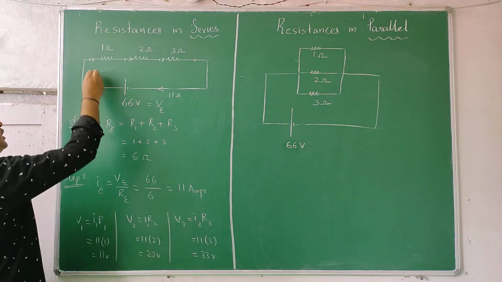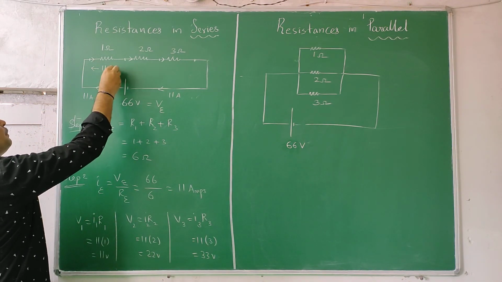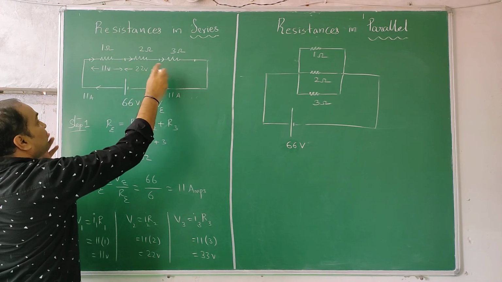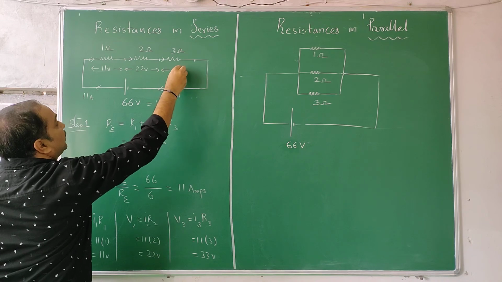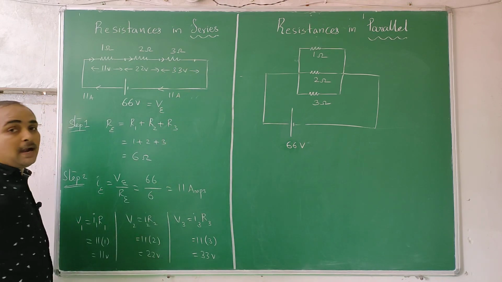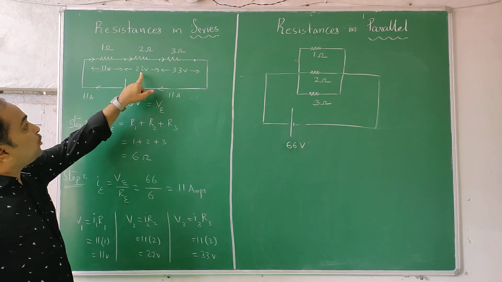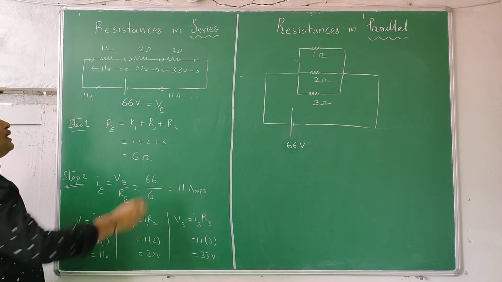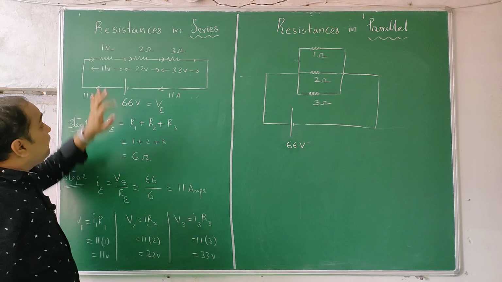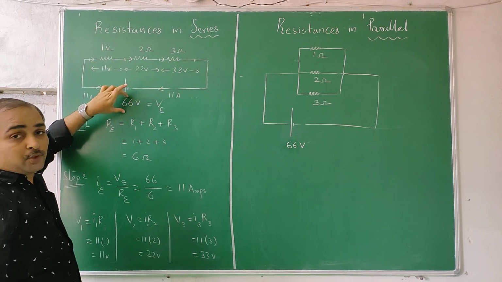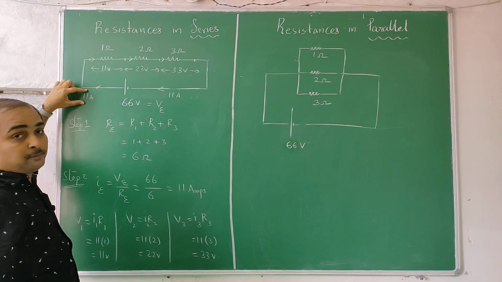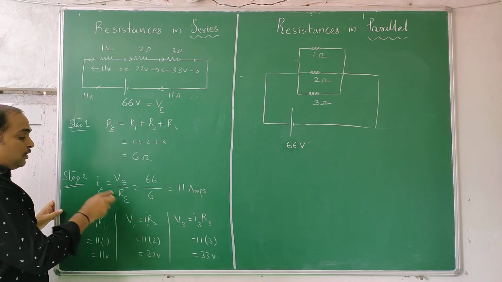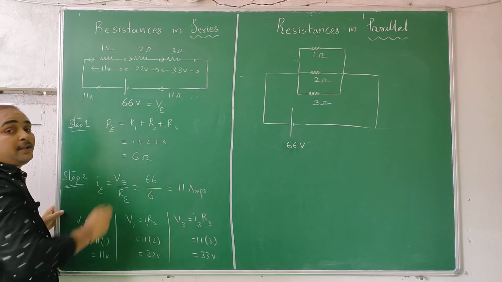So potential difference across this is 11 volts, across this is 22 volts, across this is 33 volts. If you add up, you have to get the total equivalent. 11 plus 22 plus 33, you will get 66 volts. So once 1, 2, 3 and 66 are given, first we found the equivalent resistance. Using equivalent resistance, you calculated equivalent current because you know equivalent voltage.